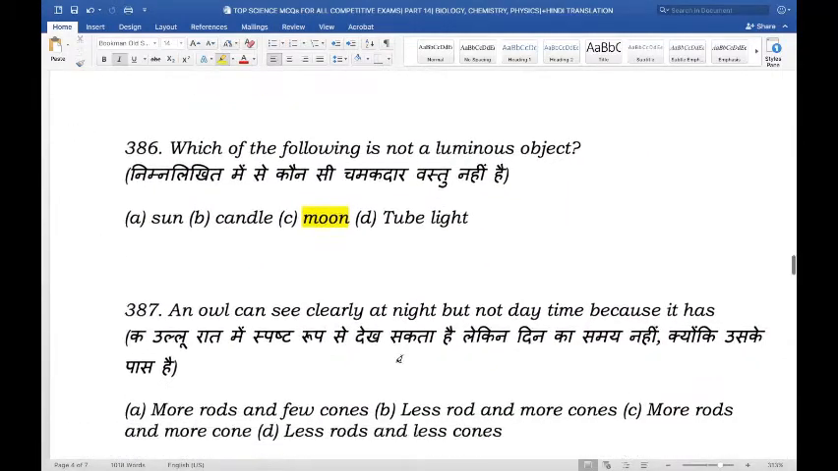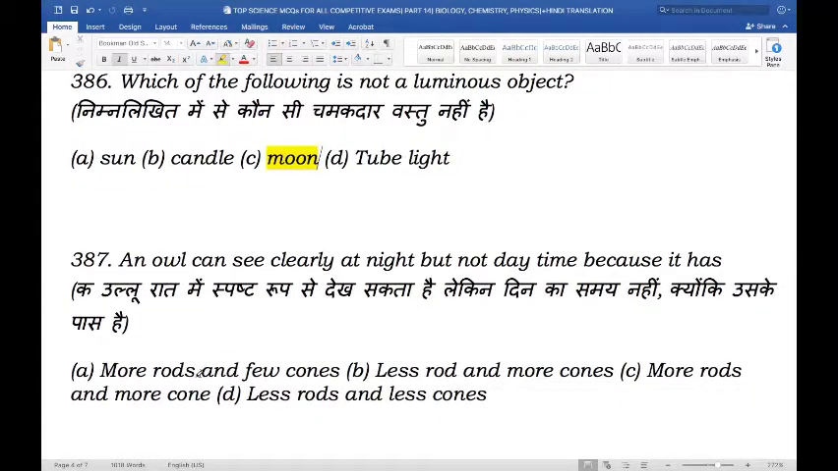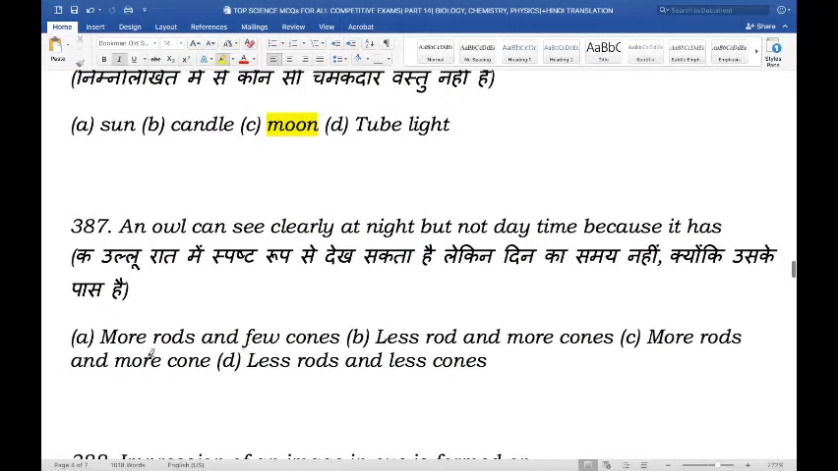Next. An owl can see clearly at night, but not daytime because it has. So what does an owl have that allows it to see clearly at night, but not during the day? Is it because they have more rods and few cones, less rods and more cones, more rods and more cones, or less rods and less cones? And the right answer here is more rods and few cones. Owls have good night vision for a few reasons. Firstly, they have a lot more rods and not as many cones, so they lose color vision but see a lot better at night. Also, their eyes are very large, so they pick up a lot of light rays.